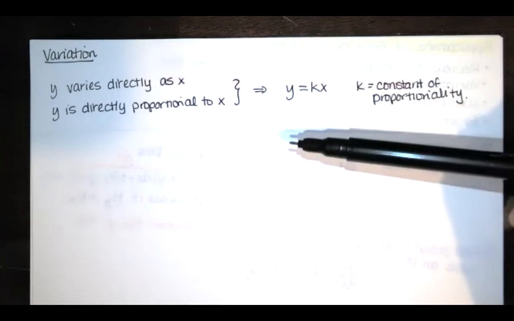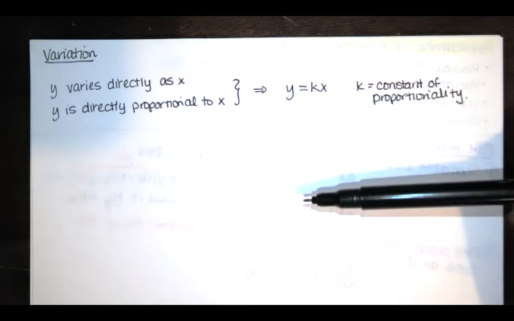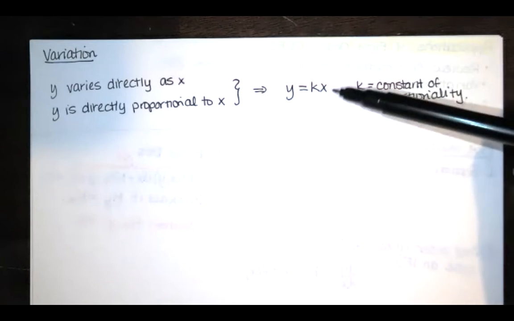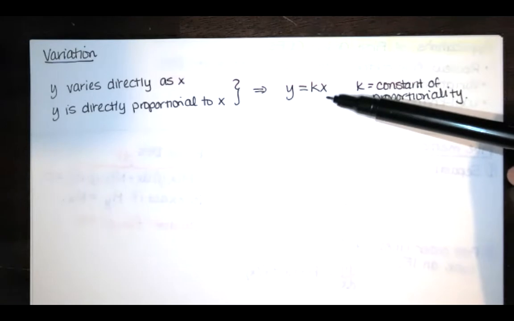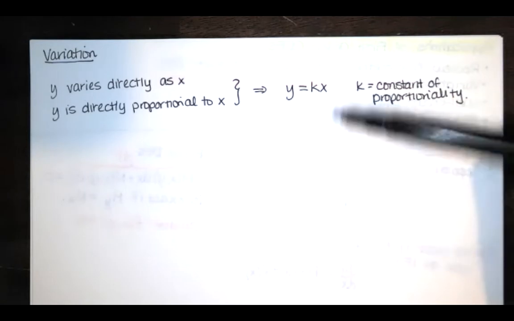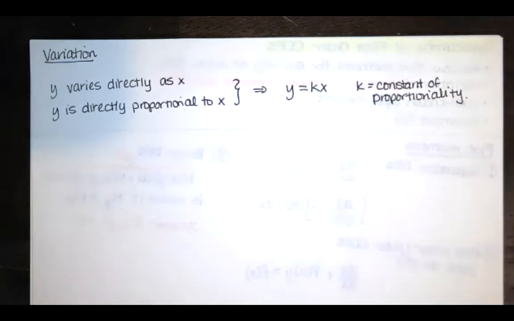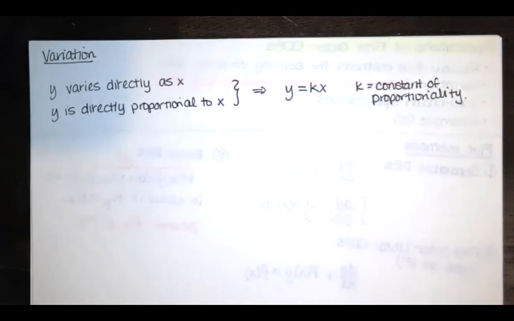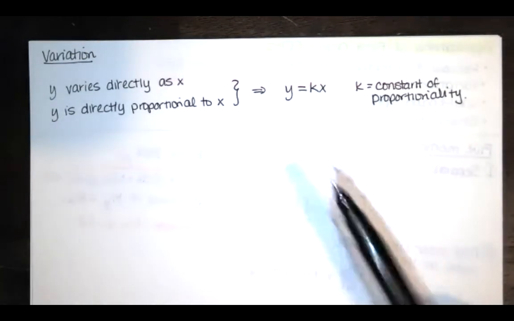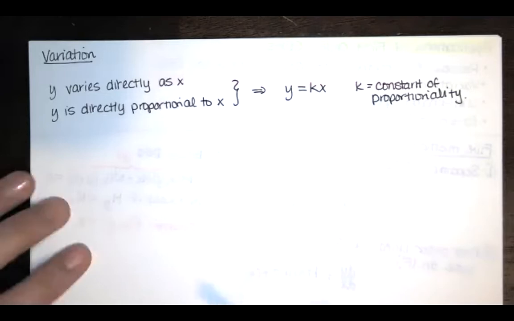As x goes down, y goes down, because we're dealing with something like this. This is provided that that constant of proportionality is positive, I guess. So we have a positive slope. Anyway, that's what directly proportional means.